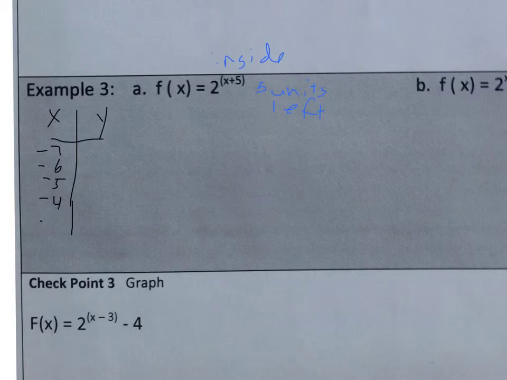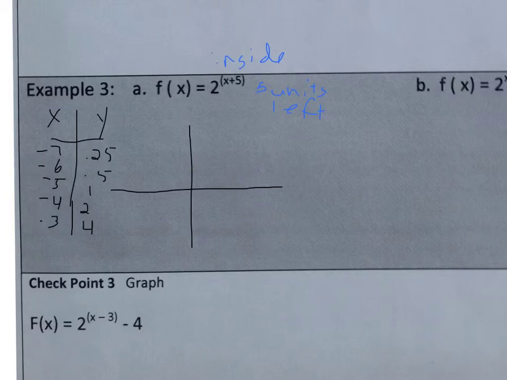But what that does, since it doesn't shift vertically at all, we're still going to get the same heights as we did if it was -2 to the x. So -7 would be our, if we looked at example 2, the top number is 0.25. That would go with your -2 on your example 2a. And then you got 0.5 for -6, and 1 for -5, and 2 for -4, and 4 for -3. So everything's moved over to the left 5 units.